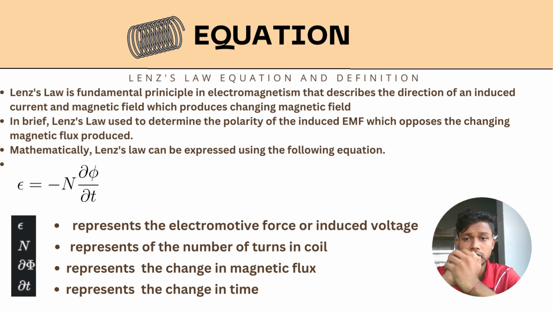In brief, Lenz's law is used to determine the polarity of the induced EMF, which opposes the changing magnetic flux produced. Mathematically, Lenz's law can be expressed using the following equation: epsilon equals negative N d phi over dt. Epsilon represents the electromotive force or induced voltage, and N represents the number of turns in the coil. D phi represents the change in magnetic flux, and dt represents the change in time.